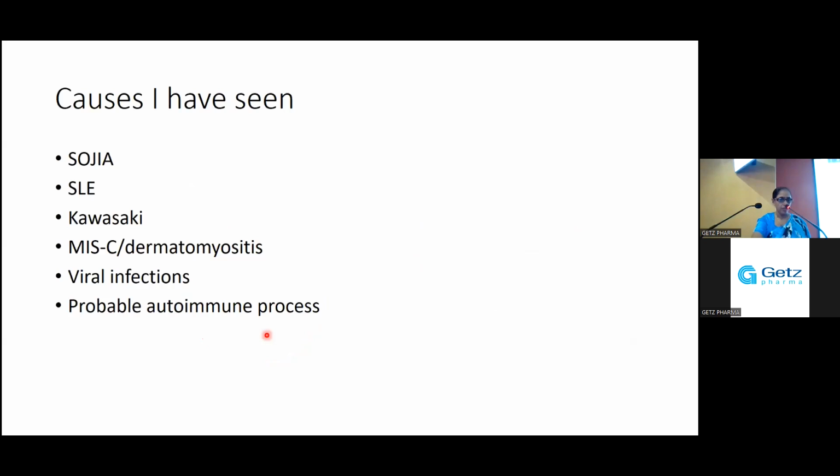The cases I have seen: sJIA, SLE, Kawasaki, and dermatomyositis, together with viral infections and other probable autoimmune processes. I have seen children in whom I never came to a conclusive diagnosis, because there were kids who had hepatosplenomegaly, huge spleen, huge liver. ANA was negative, that was negative. We did not know why it was happening. They didn't respond to antibiotics and they didn't respond to much of anything.